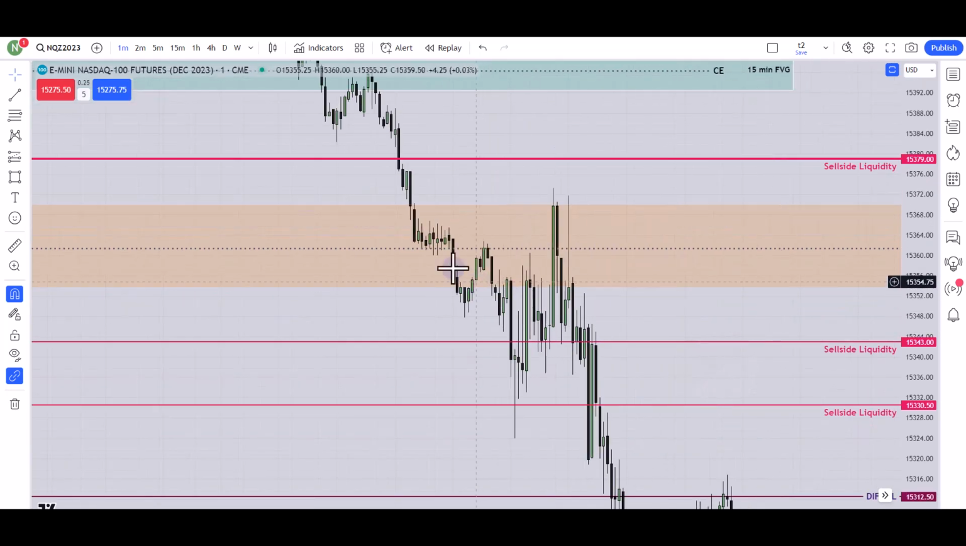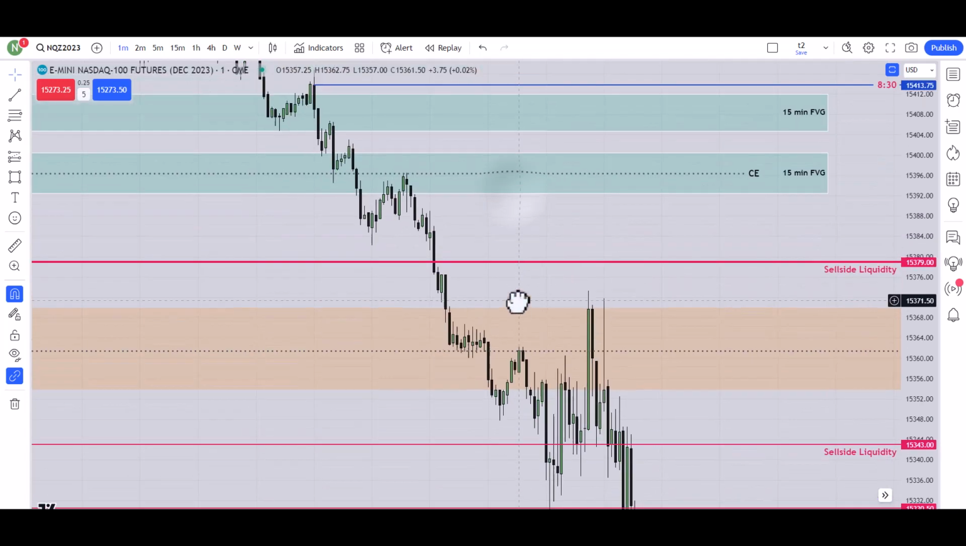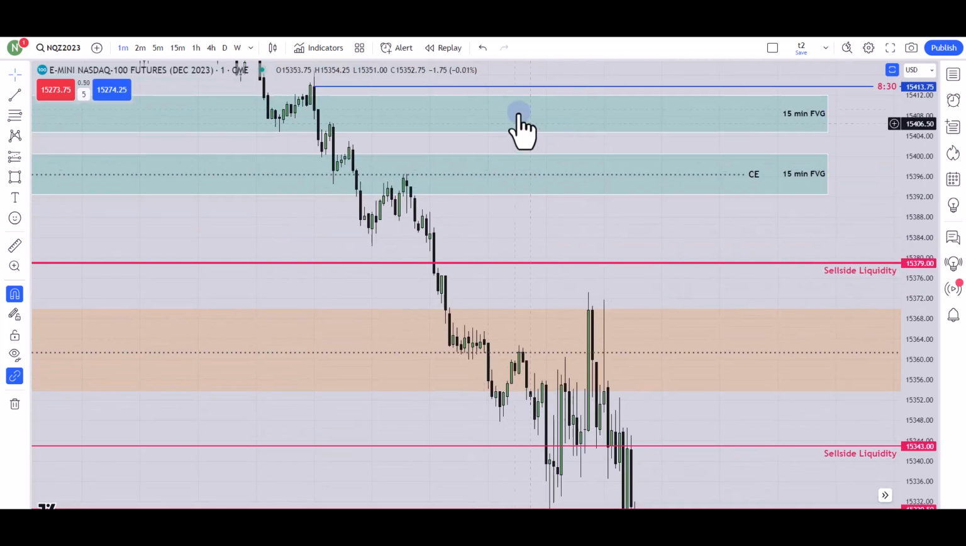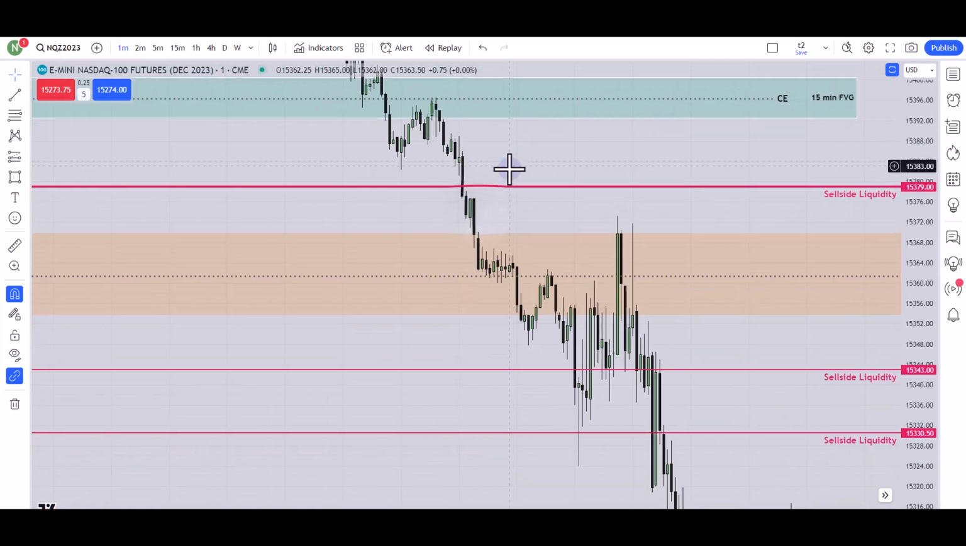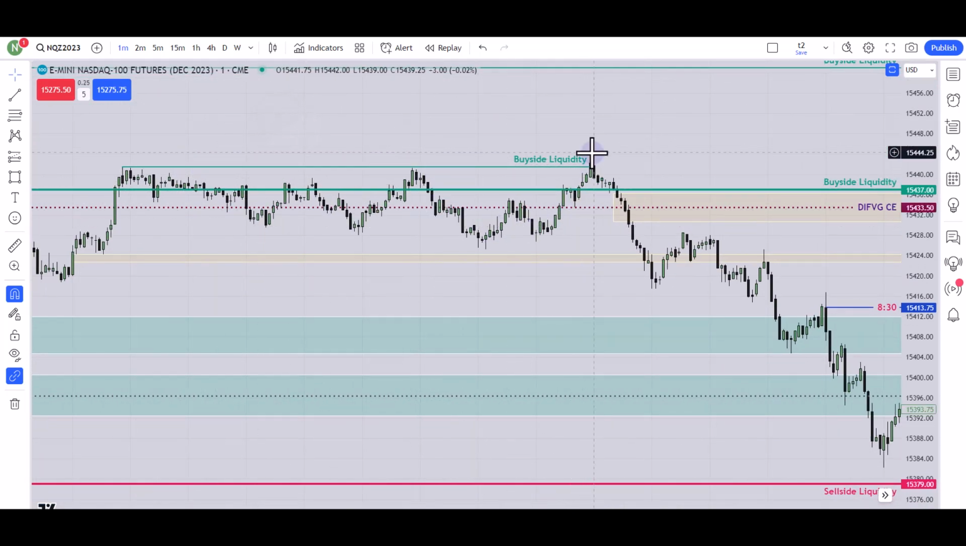When it broke over here and didn't give me any bullish market structure shift, I wasn't actually sure it would go higher then, because if it would like to go higher, first of all it should respect this 15-minute fair value gap, but it didn't do it. Instead of that, it has cleared this sell side liquidity. First, it cleared this buy side liquidity, then made equal highs. Again, it has cleared the buy side liquidity.